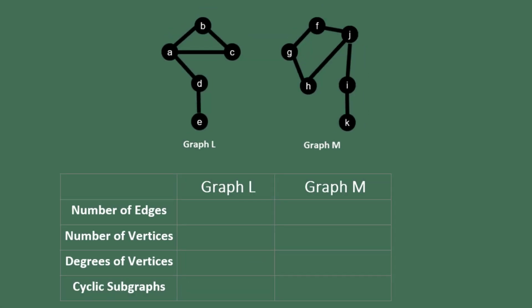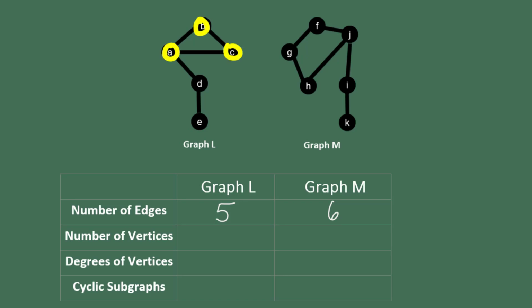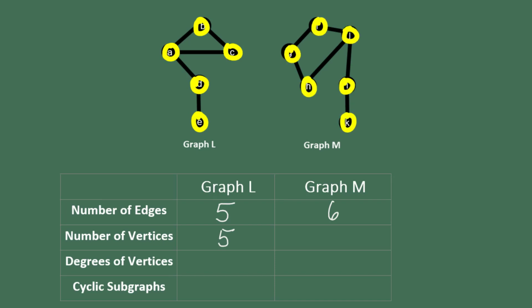Let's start with graph L and graph M. So how many edges are in graph L? Let's count. We have 1, 2, 3, 4, 5 edges in graph L. We have 1, 2, 3, 4, 5, 6 edges in graph M. So graph M has one more edge than graph L. Now let's compare the number of vertices. Graph L has 1, 2, 3, 4, 5 vertices. Graph M has 1, 2, 3, 4, 5, 6 vertices.